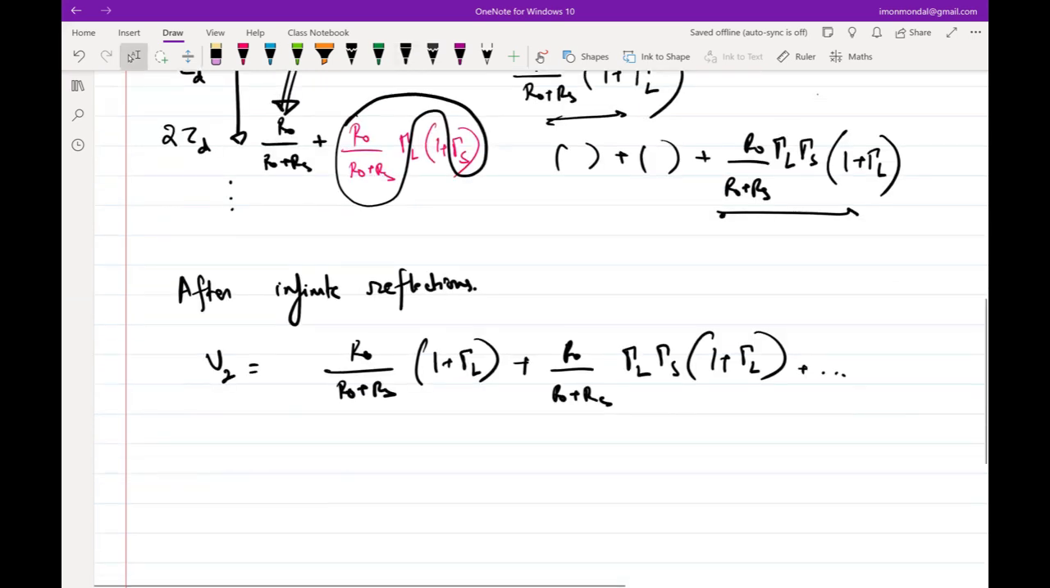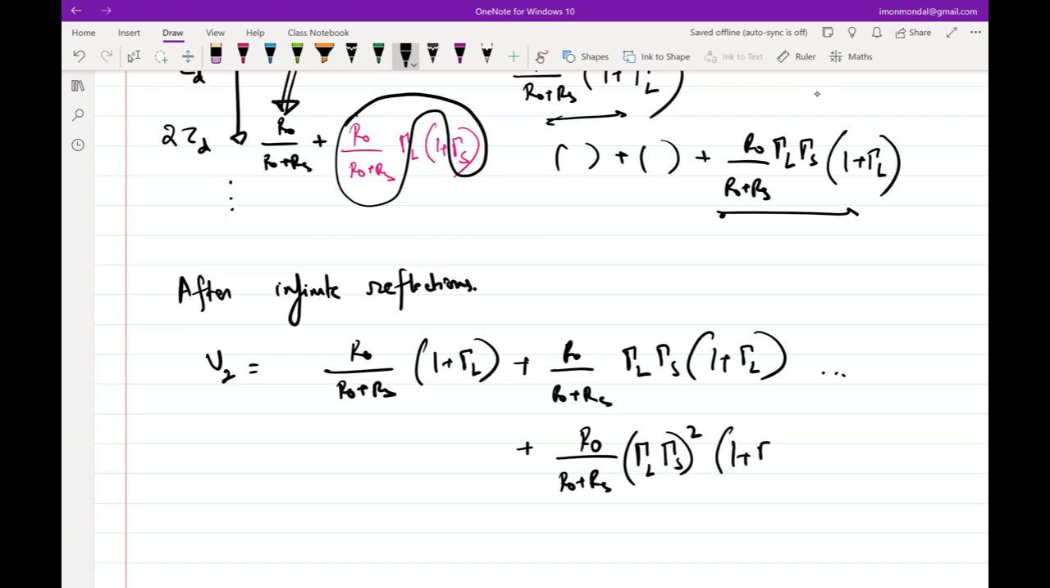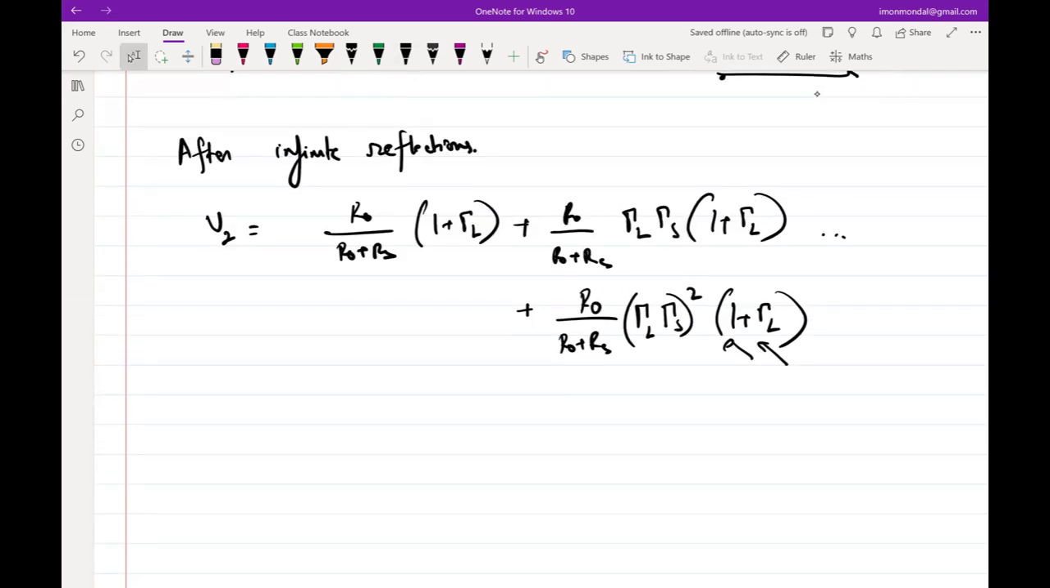Plus, if you go on, I'll just write the next term. It should be intuitive now, but you can verify it doing it yourself once again. This will be gamma L gamma S whole squared, because another set of reflections. And this 1 plus gamma L will again appear because this is the incident, this is the reflection. So this is going to always appear at that load end. And gamma S whole squared is basically the effect of the amount of reflection that returns after every reflection. Okay, so essentially now you see that this is an infinite series. So I basically can write it as R naught by R naught plus Rs, 1 plus gamma L times 1 plus gamma L gamma S.